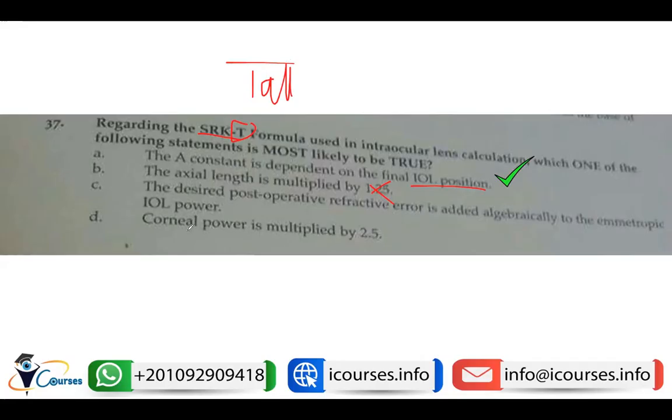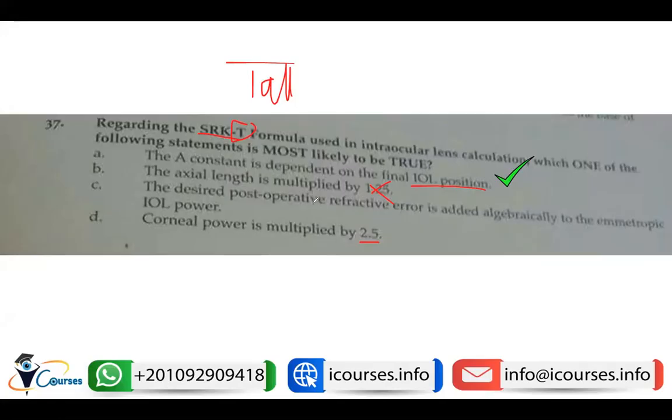And the other answers, I don't even have the accurate numbers or figures, but the first one is a true answer. And in the case of the MCQ, you don't need to know every answer because this is not what the MCQ are meant for. Yes, the IOL material, the A constant is dependent on the IOL material. This is one thing.